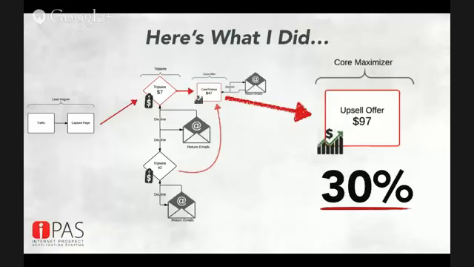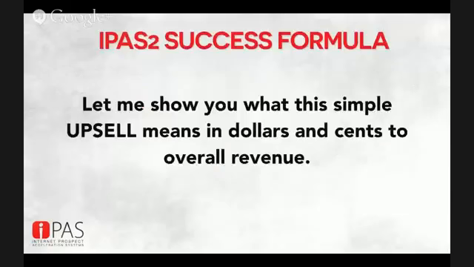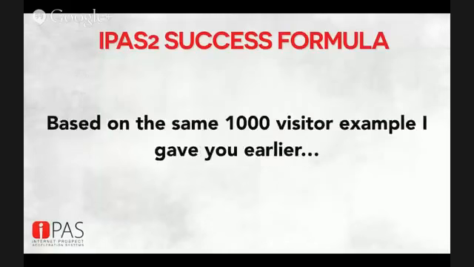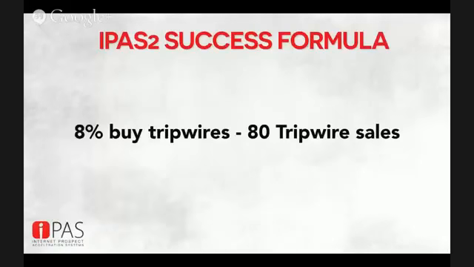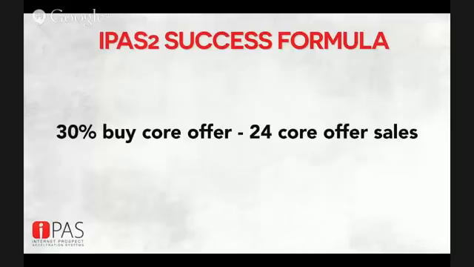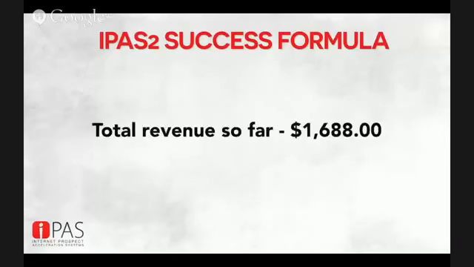It's very simple. They say, hey, do you want it? They click a button. It allows them to purchase it. 30% of them were picking this up. So let me show you what that simple upsell means in dollars and cents in overall revenue here. Based on the same 1,000 visitor example that I gave you earlier, if 1,000 people visit the site, 8% buy the tripwire, so that's 80 tripwire sales, okay? 30% buy the core offer, which is 24 more core offer sales. Total revenue so far, $1,688, okay?